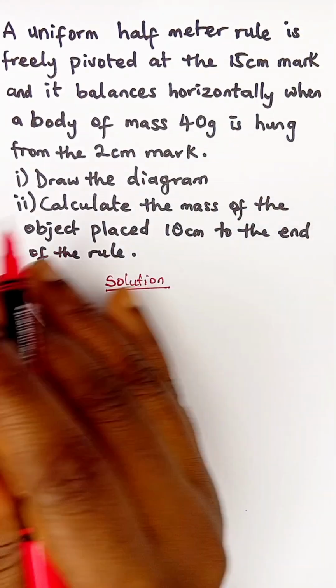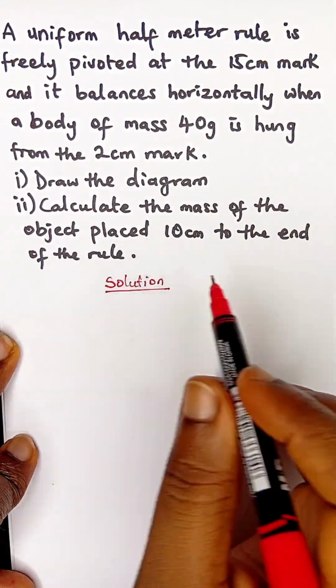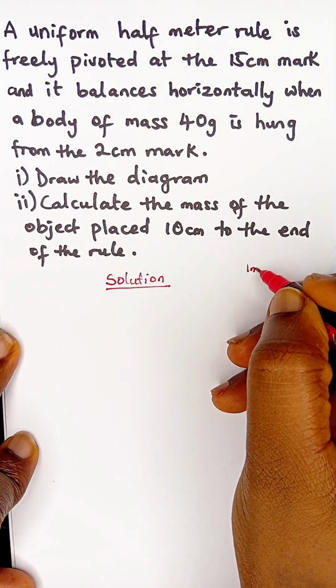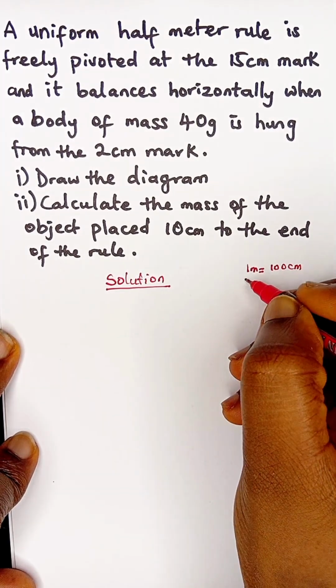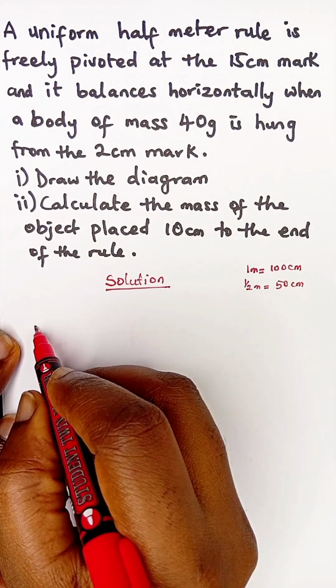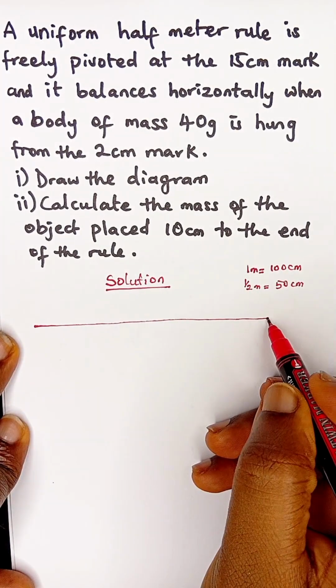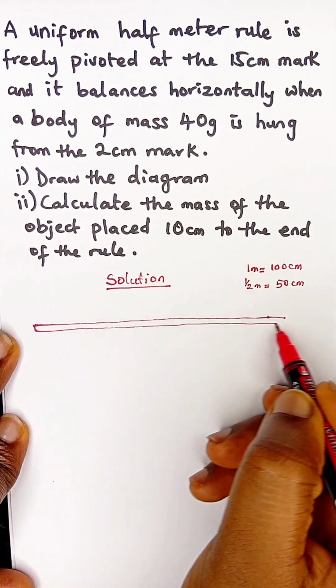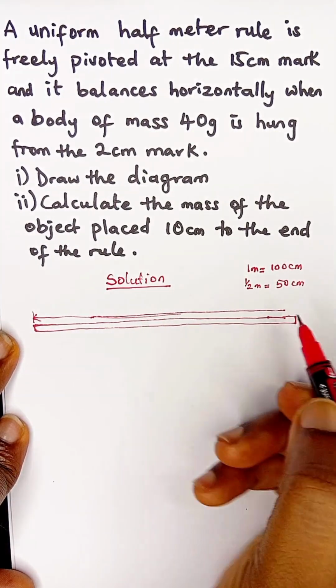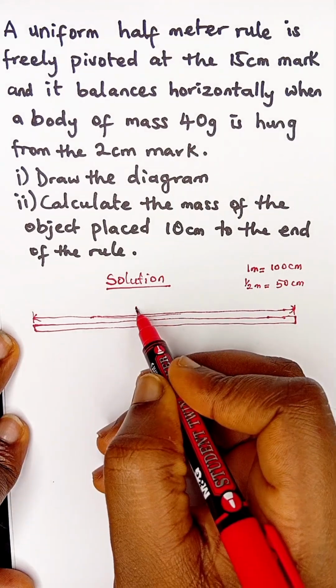The first question says draw the diagram, and you can only draw the diagram when you understand the question very well. It says half meter rule and not a uniform meter rule. We know that 1 meter is 100 cm, therefore half meter is going to be what? 50 cm. Let's make a sketch of a half meter rule of length 50 cm. Make sure you follow along.